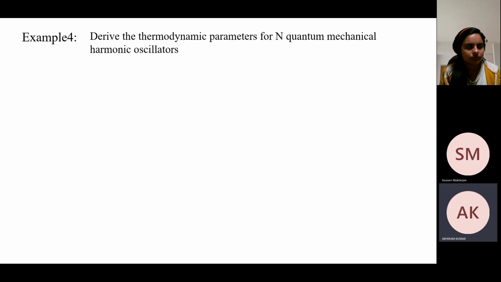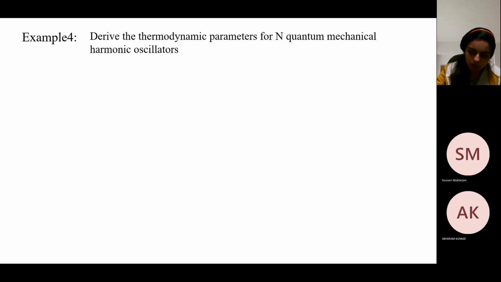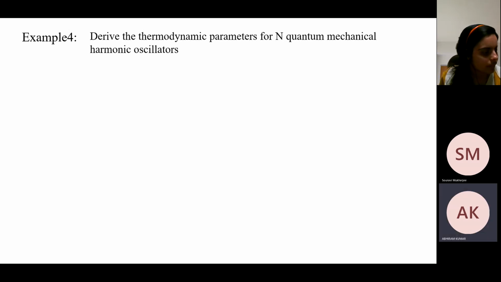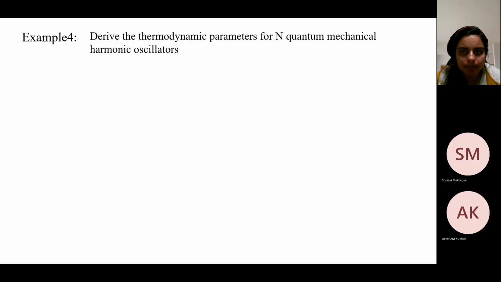Quantum mechanically, I think same expression. Okay, I will tell. Just a minute. I think it is same.